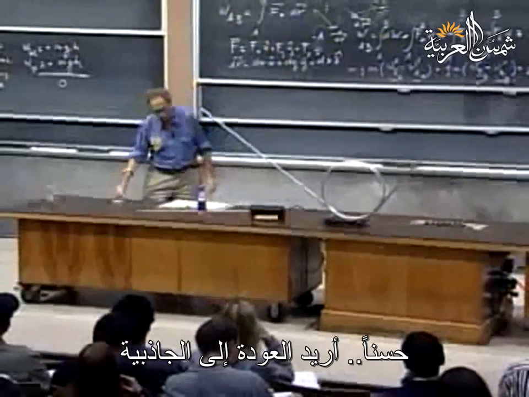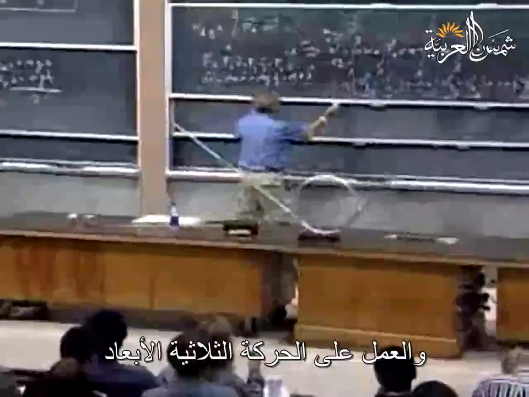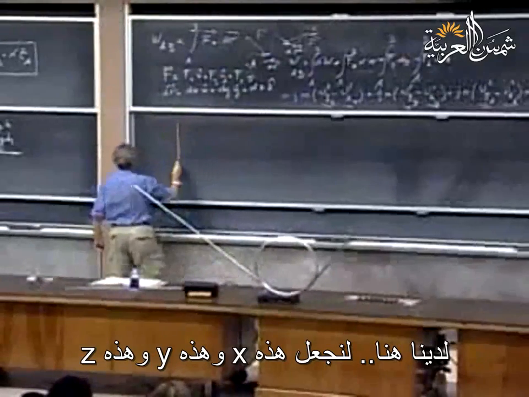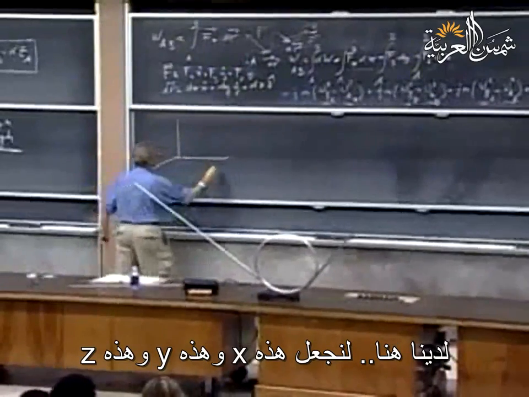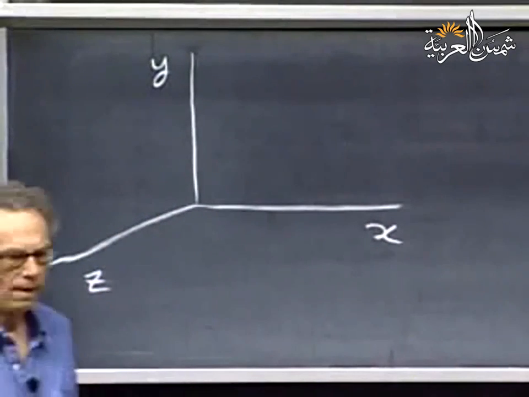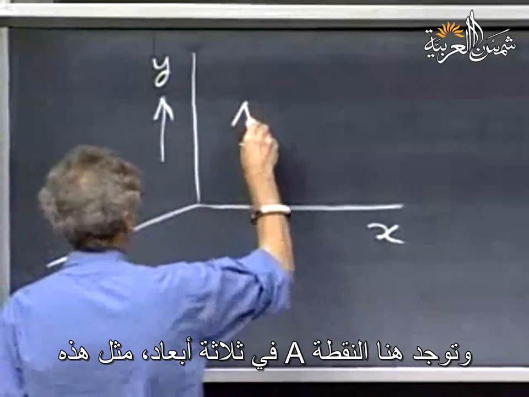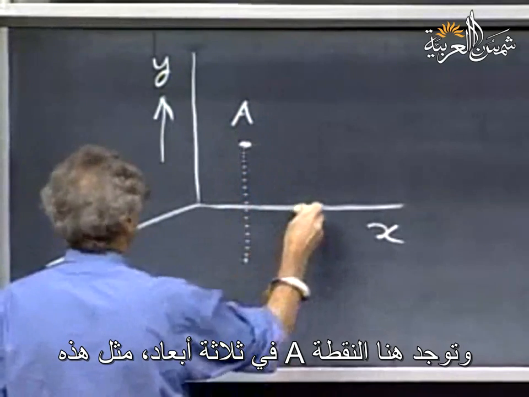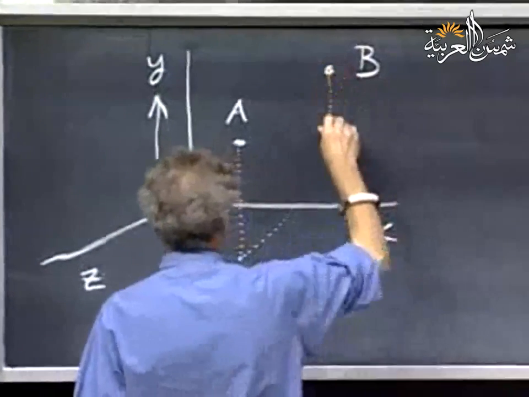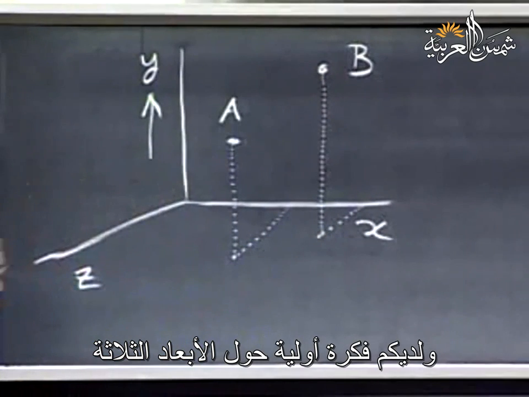All right. I'd like to return to gravity and work on a three-dimensional situation. We have here, let this be x, this be y, and this be z. And this is the increasing value of y, and there's here point A in 3 dimensions, like this, and there is here point B. So you get a rough idea about these 3 dimensions.